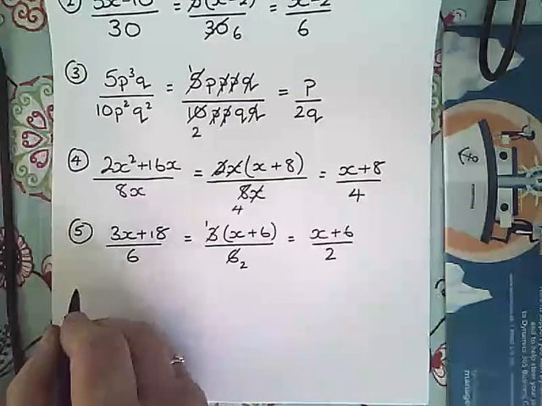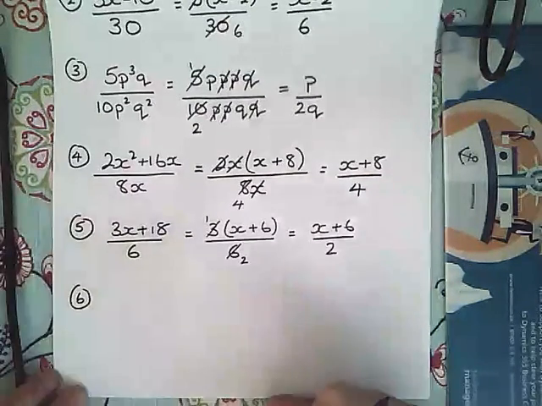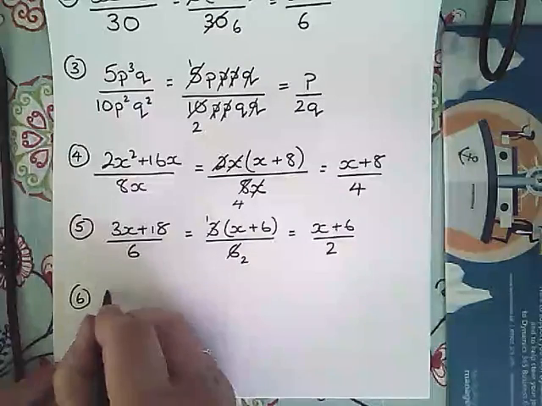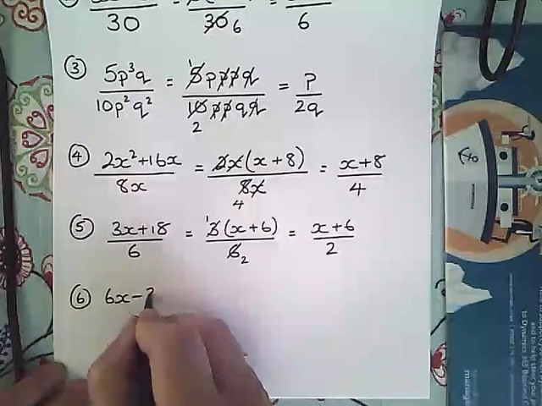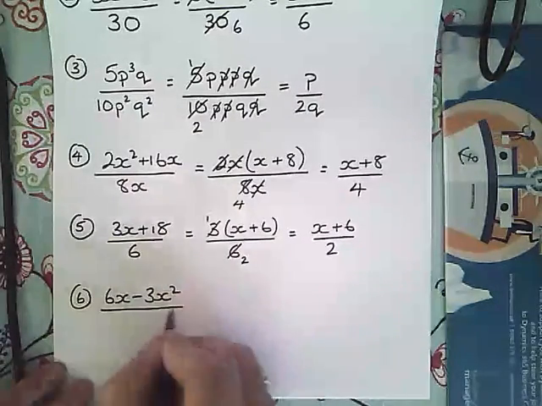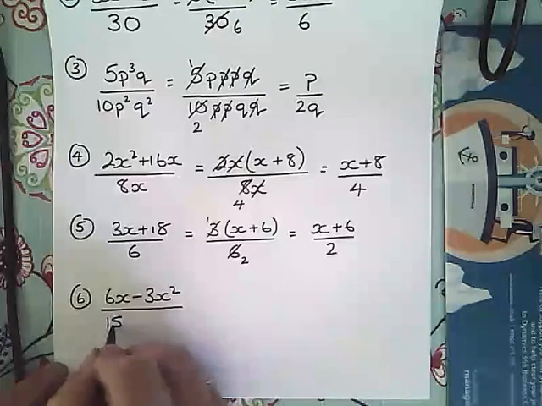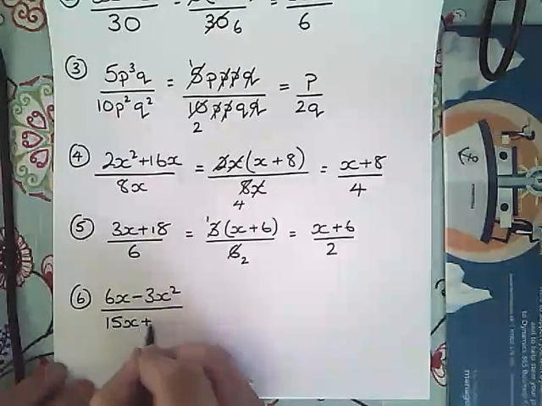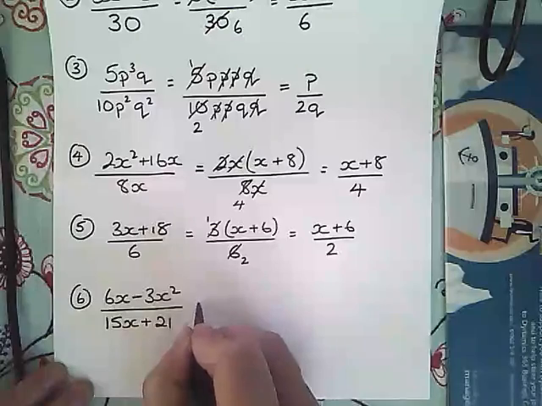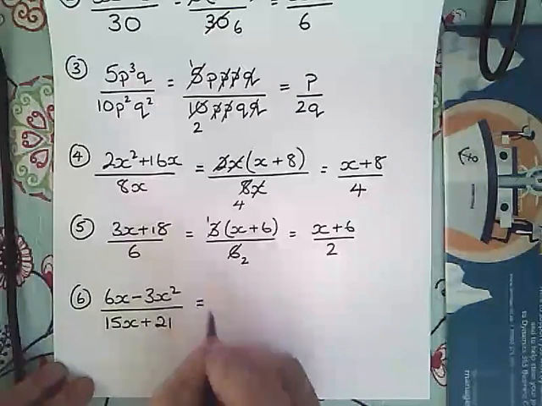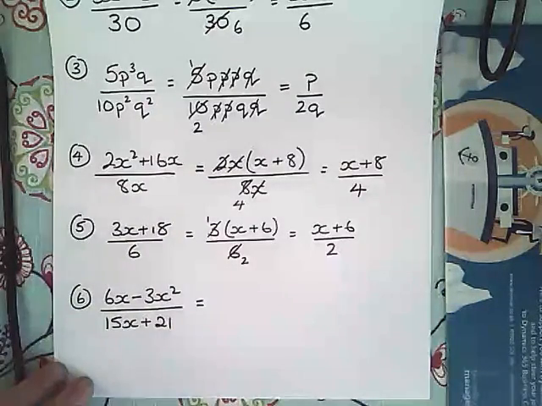And finally, let's have a look at this one. This is a little bit more complicated. 6x minus 3x squared all over 15x plus 21. Now I am going to factorise the top and factorise the bottom. I'm not actually going to fully factorise the top. I'm just going to take a factor of 3 out.